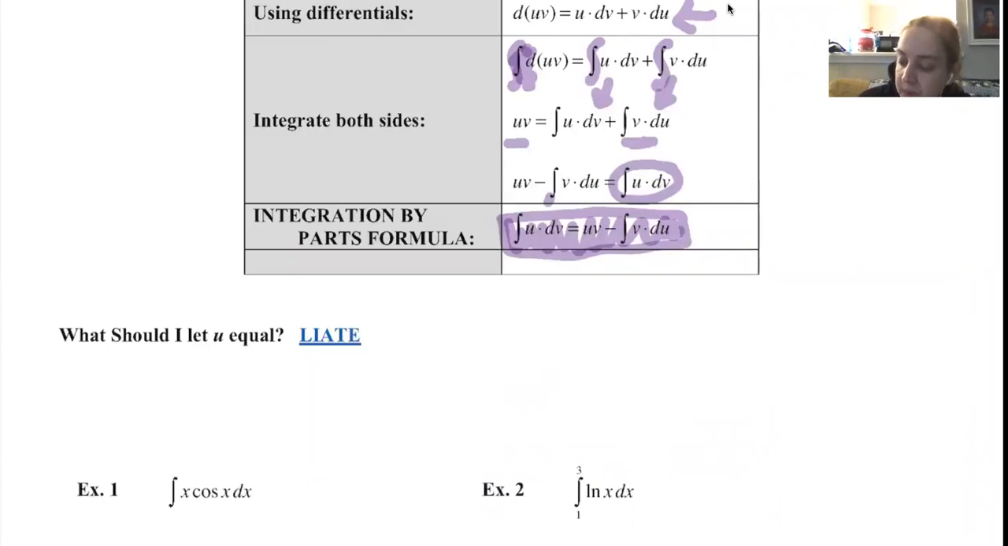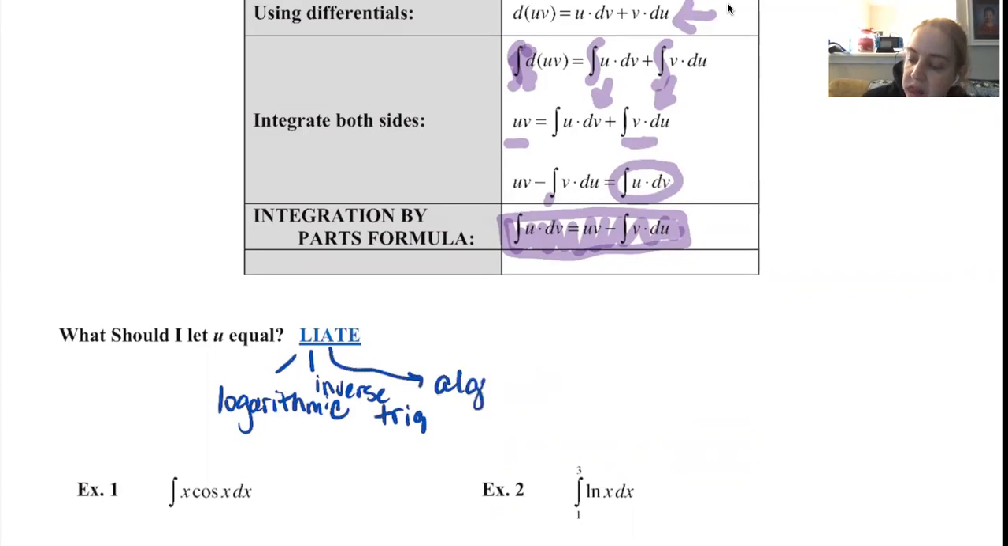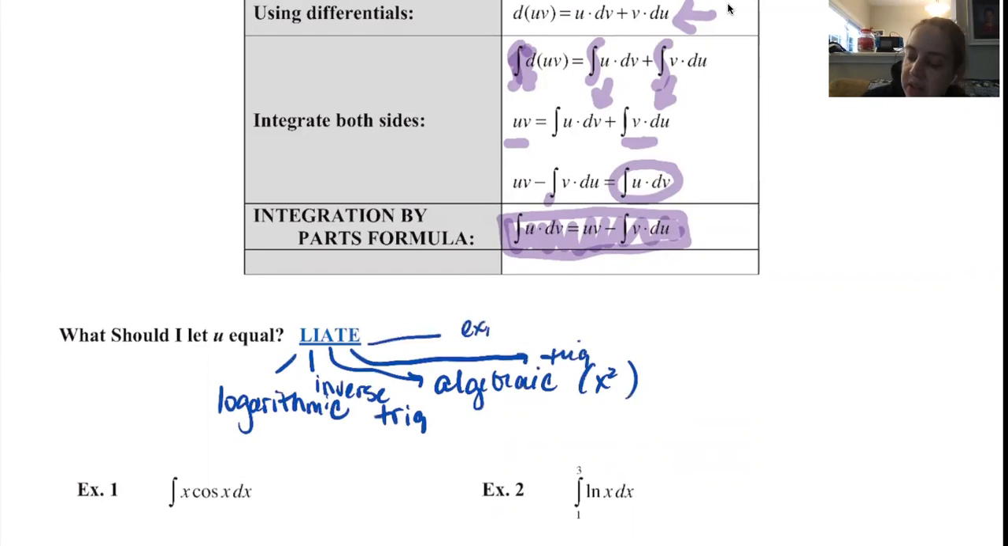But L is for logarithmic functions. I is for inverse trig. A is for algebraic functions, meaning like your polynomials, x squared, things like that. T is for regular trig, and E is for your exponentials. Great, we have this list. The ones on the left are the U, further to the right is the DV, and it's a sliding scale.